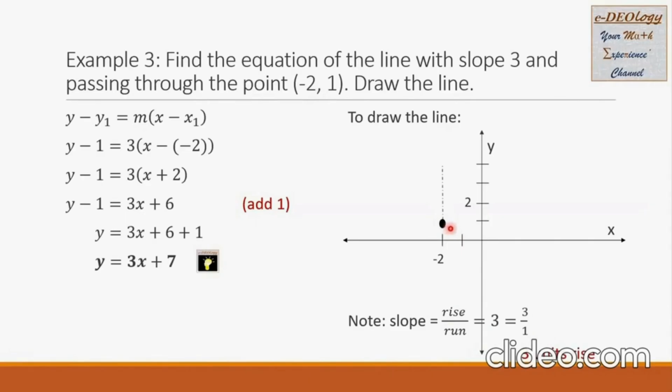So from this point, we go 3 units up, and then we will have 1 unit run. And since this is positive, we will go to the right. So this is now the final destination, and from there we will mark that point. After that, we will connect the 2 points. And this is now the graph of the line, and the equation is y equals 3x plus 7. This is our final answer.